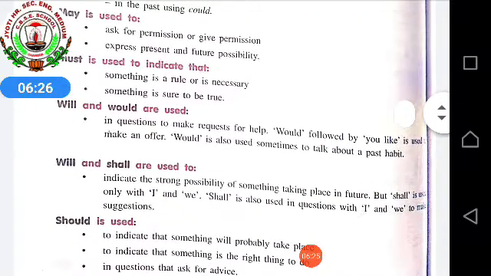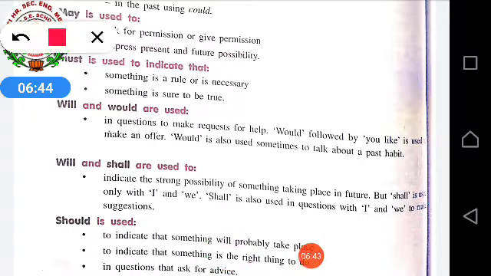Will and would are used, that we have done. Now will and shall are used. So here it is given, indicate the strong possibility of something taking place in future. But shall is used only with I and we. This you have to keep in your mind, dear children, that shall we are using only for I and we. Okay, for the rest of the things we are using will.